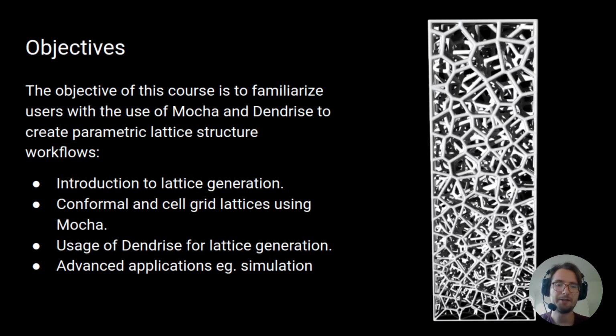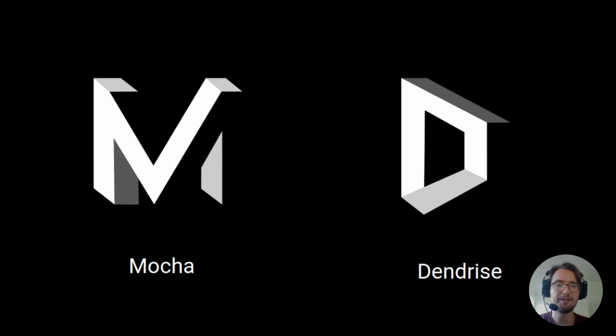The main objective is to familiarize users with the creation of parametric lattice structure workflows in ELISE using Mocha and Dendrise. It's a short course, but very dense, and we will be looking at how to think and talk about lattices, how we can create conformal and cell grid lattices using Mocha, accompanied by Dendrise, and then, towards the end, we will look at some more advanced applications, for example, simulations. Throughout this course, we're going to be using the Mocha and Dendrise plugins, which you should already have installed. You can find these components in the ribbon section of the UI in their respective tabs.